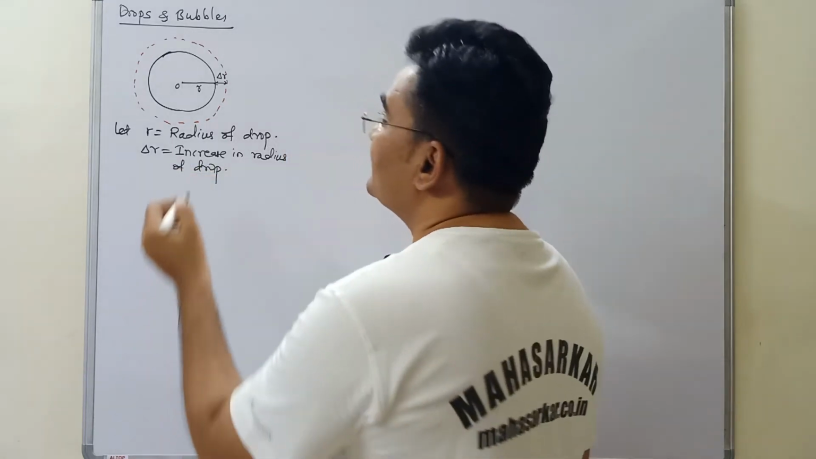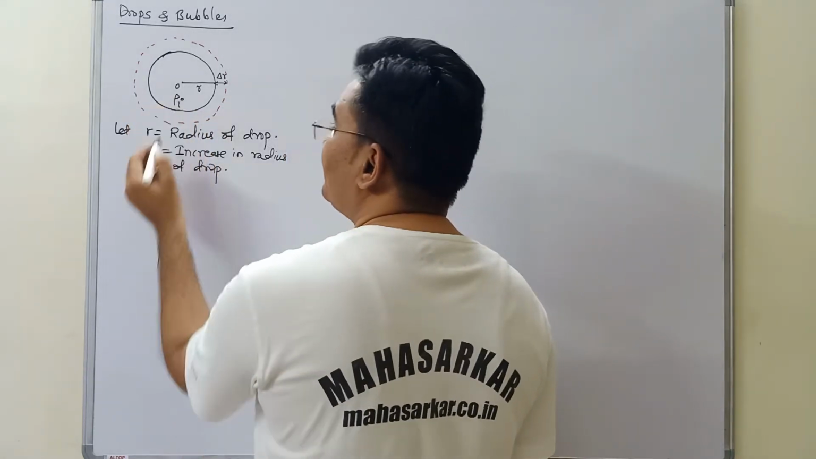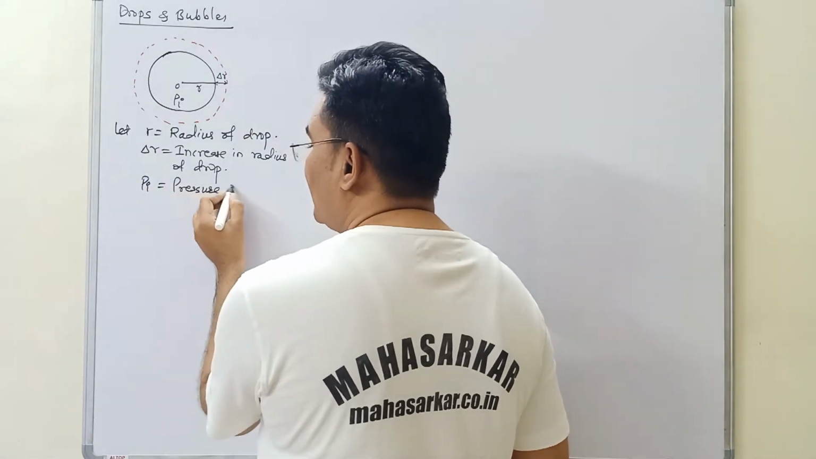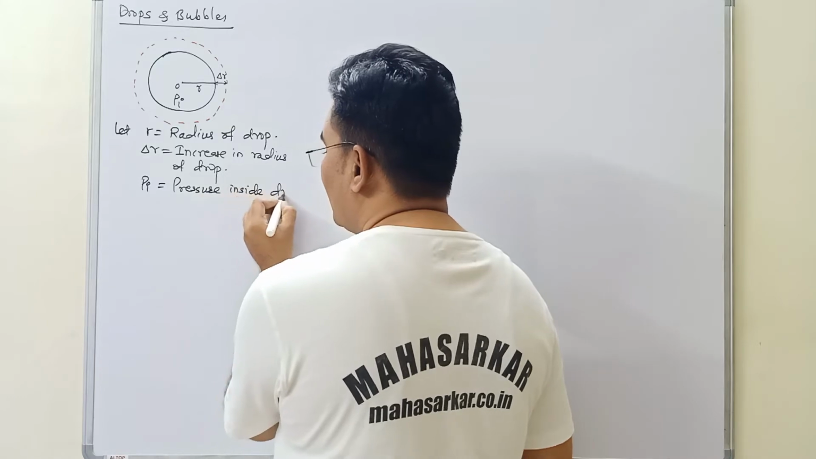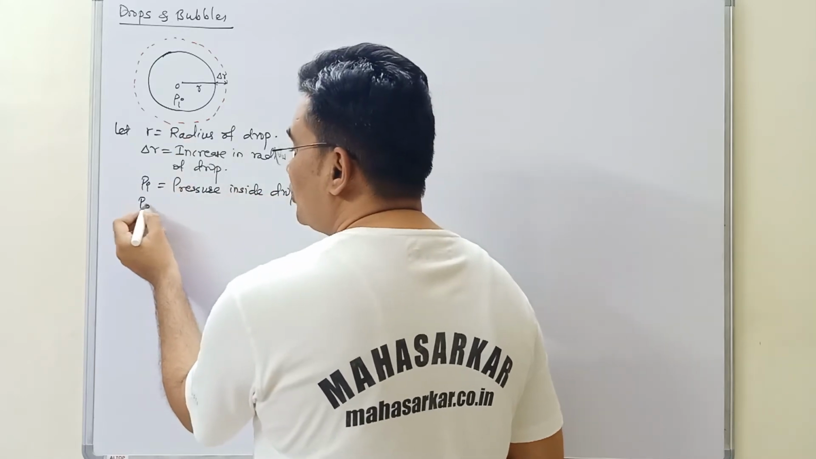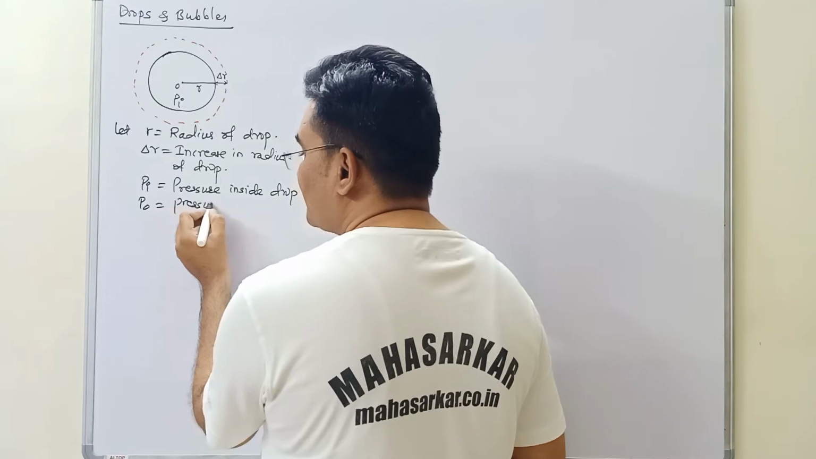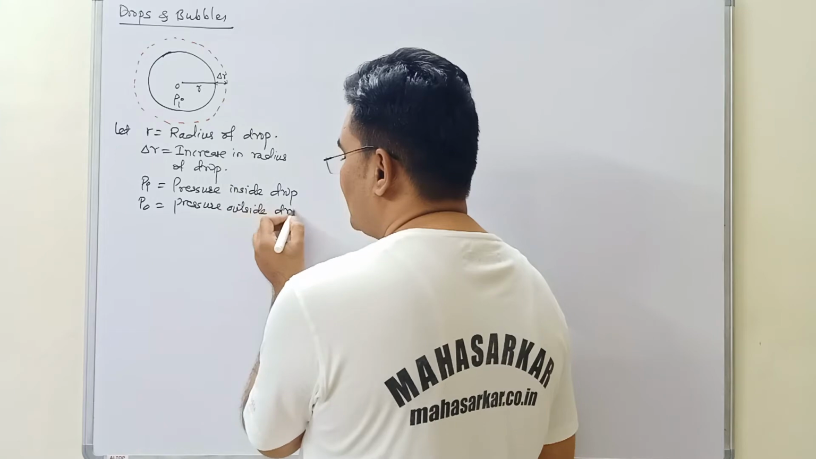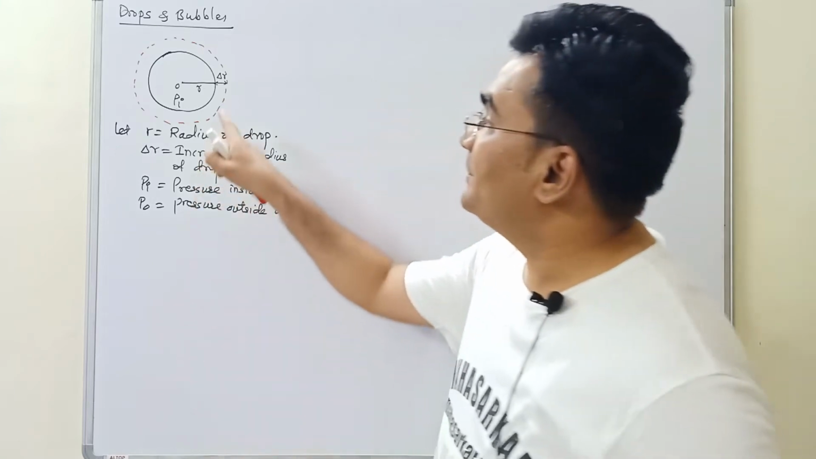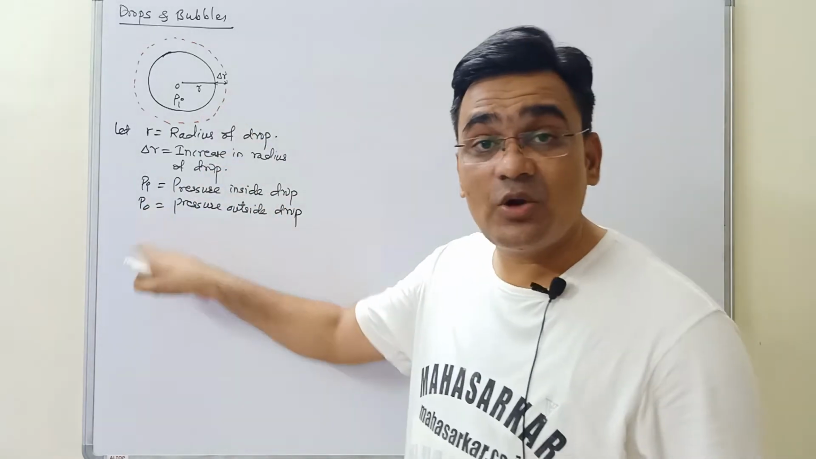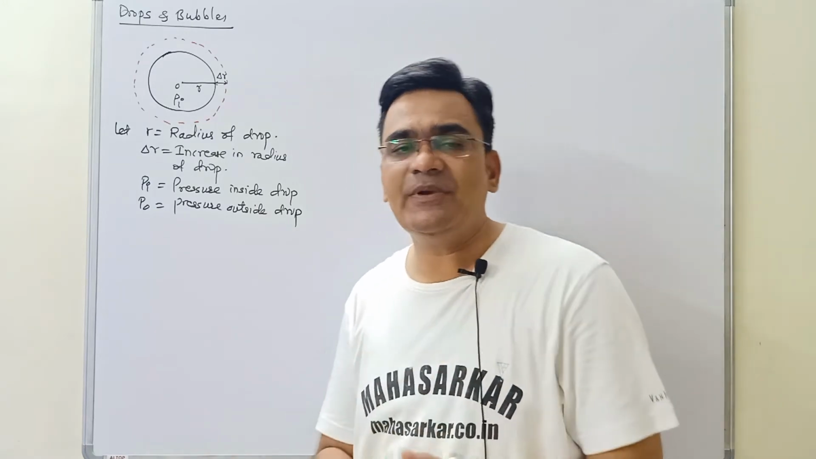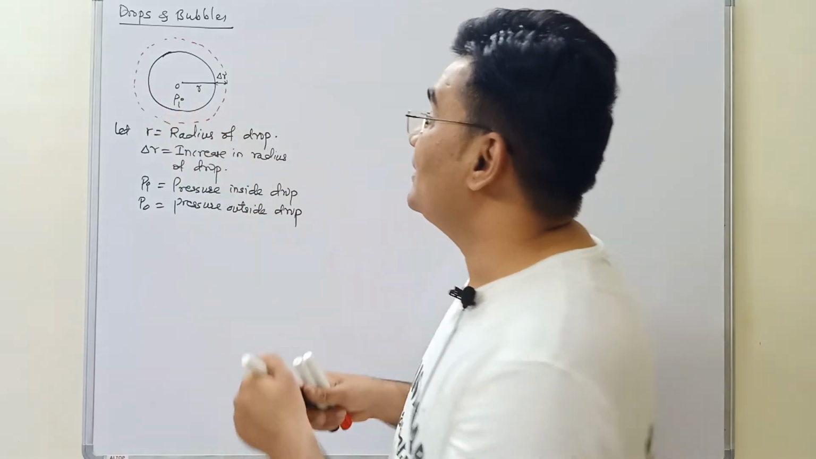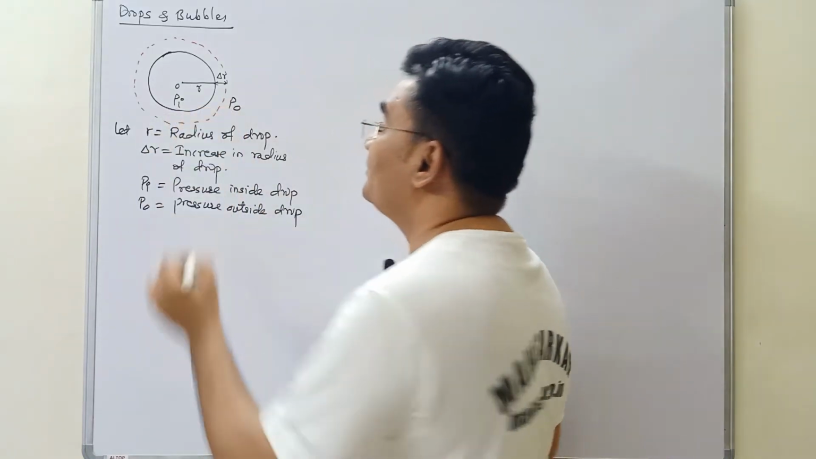Before the increase in the radius, say Pi be the pressure inside the drop, and finally Po is the pressure outside the drop. Pi is the pressure inside the drop and Po is the pressure outside the drop. How will you find the difference in the pressure? I will call that excess pressure. Before that, you have to conclude which pressure will be more, Pi or Po.